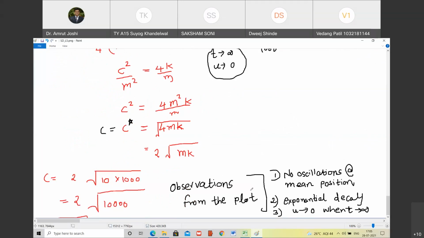So what are the observations? Whenever the system is critically damped, there are no oscillations about the mean position. Do you agree with me? You disturb the system, at the most what can happen is it can come back to its mean position at time t equal to infinity, but it is never going to cross the mean position. Happy? So no oscillations about the mean position is the first characteristic of free vibration of a critically damped system. Critically damped system means what? The one whose damping value is 2 root mk. Happy?